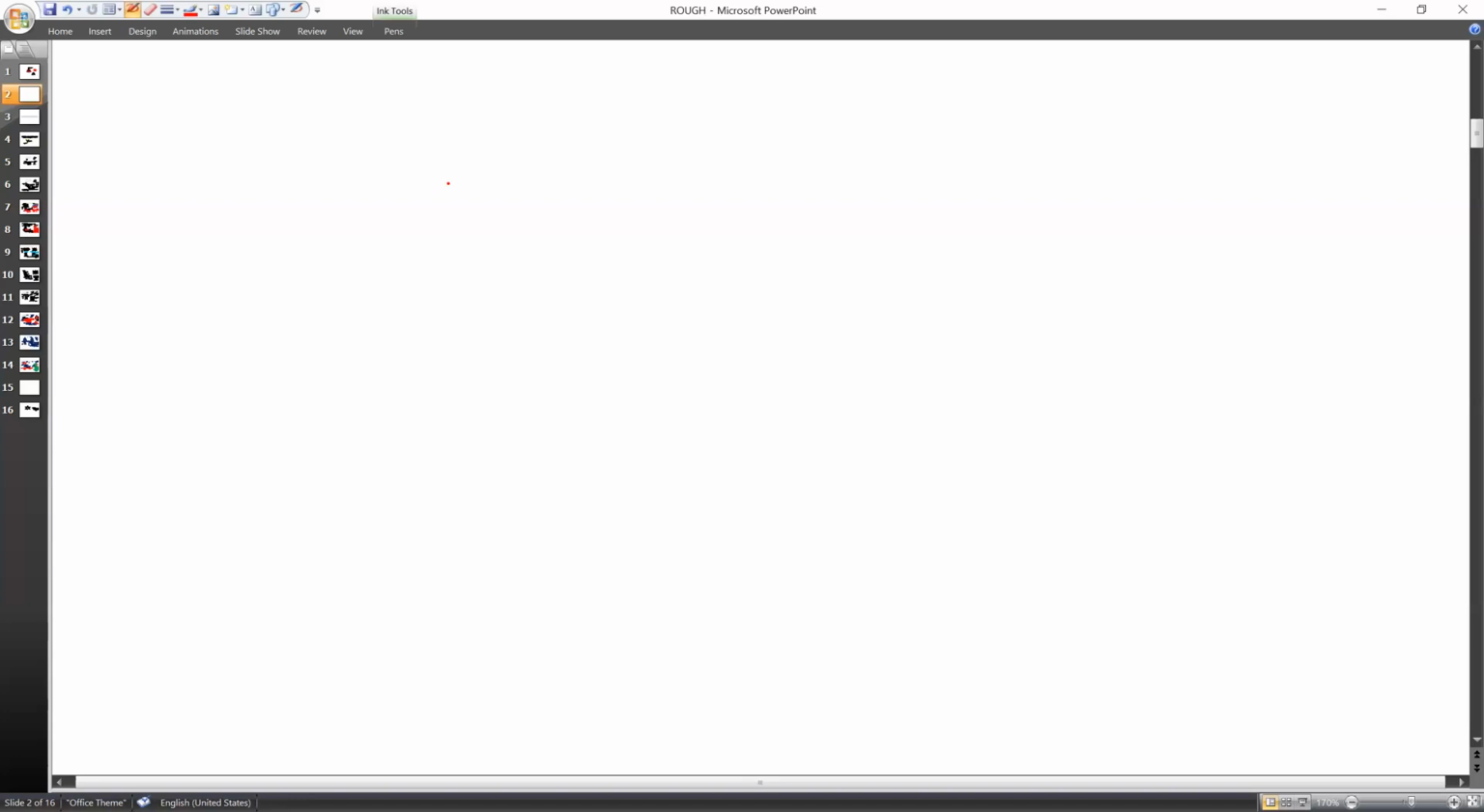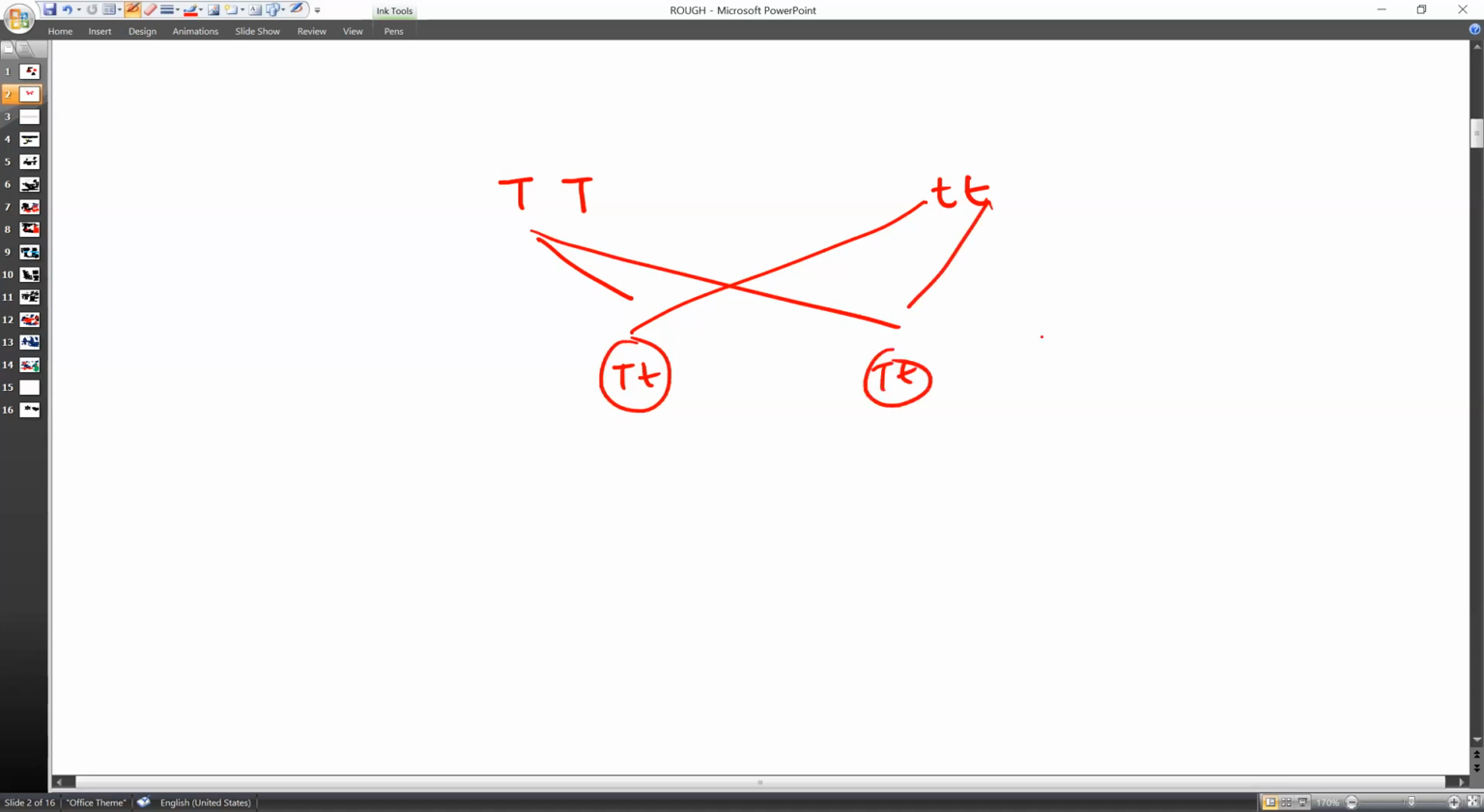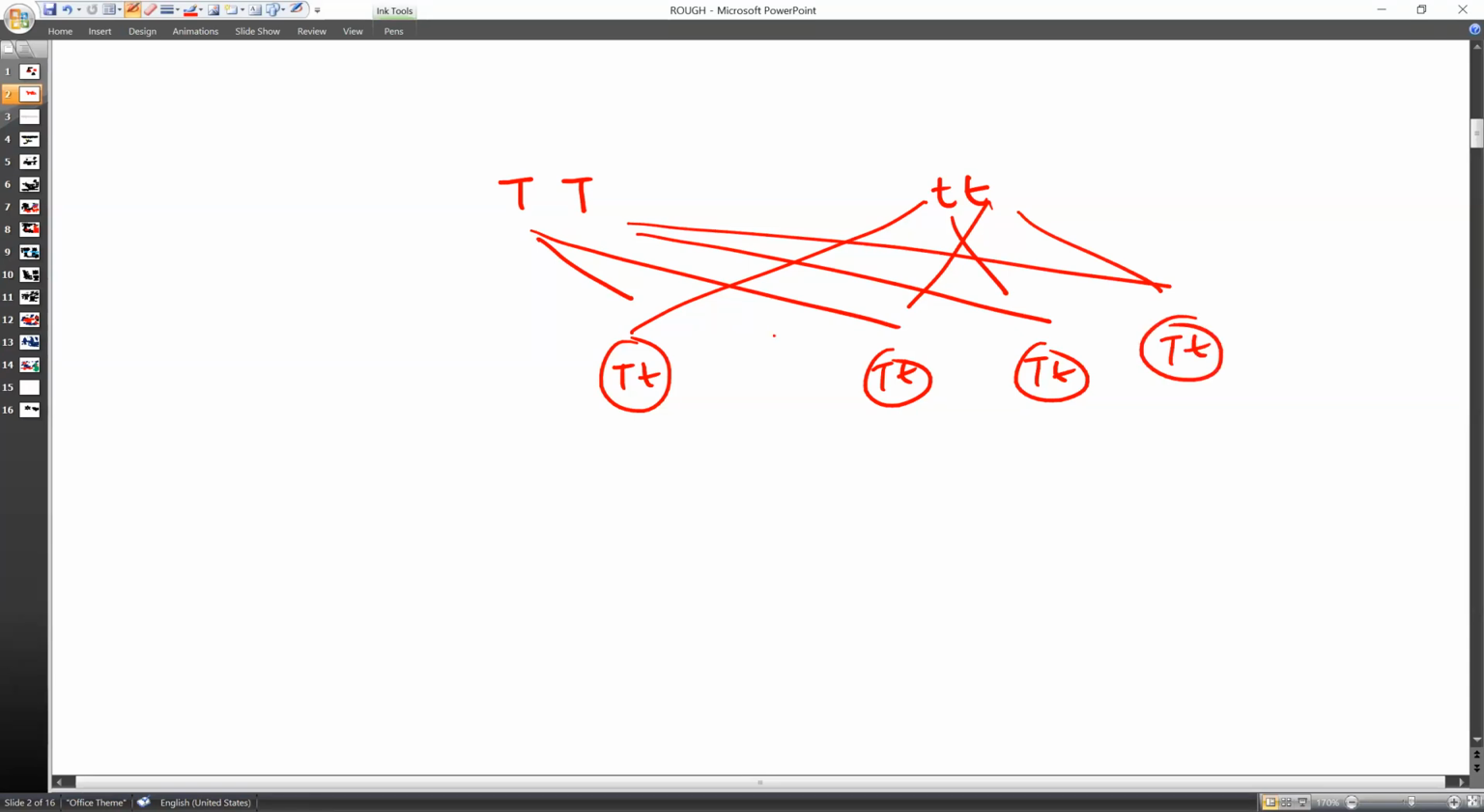So here we can say, for example, Mendel has capital T, capital T, and capital T, small t. When he crosses with homozygous, he gets capital T, capital T, and capital T, small t. So here we can say that tall is dominant over dwarf.